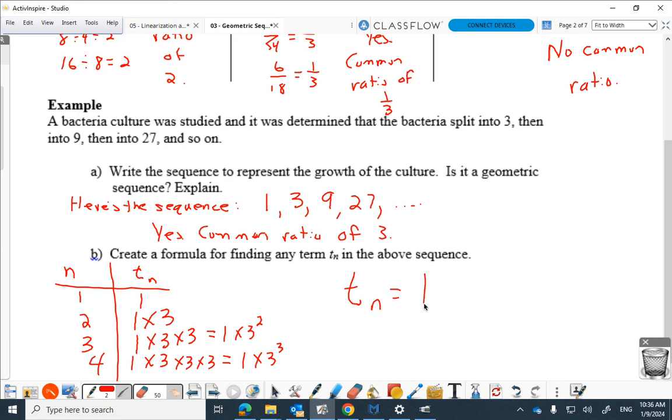Take your 1 and multiply by 3. How many times? Here's the hint. For the second term, I multiplied by 3 once. It's the n minus 1 again, same as yesterday. So don't let that n minus 1 mess you up. The n minus 1 is there because you only multiply by 3 one less time, because you didn't need to multiply by 3 for the first term, just on the second term.